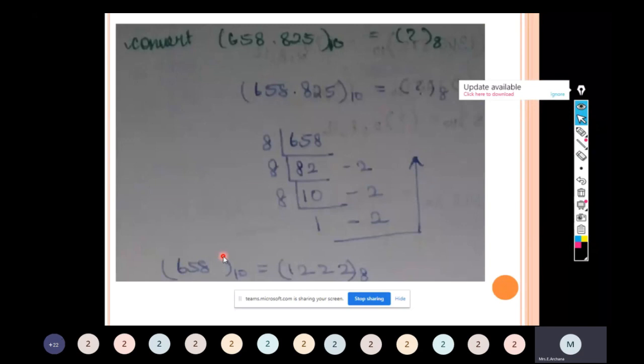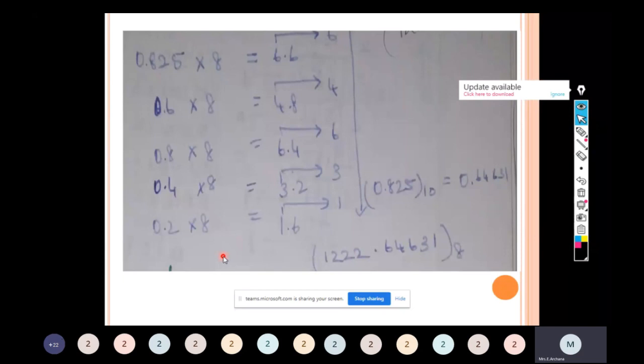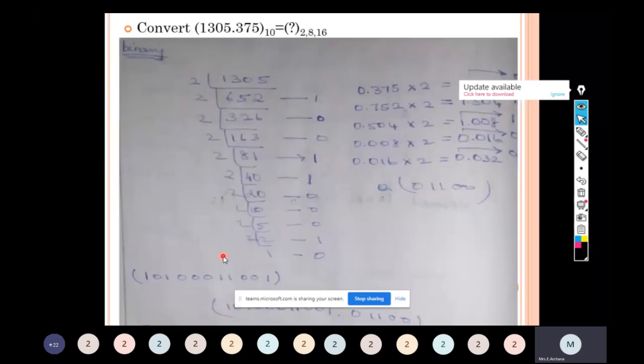So 658 is divided by 8. We will get 82. Remainder will be 2. Again it is divided by 8. 10 8s are 80. The remainder will be 2. 1 8 is 8. Remainder will be 2. We have to write the value from bottom to top. So the value will be 1,222 to the base 8. Next, for fractional part, we have to see the successive multiplication method.